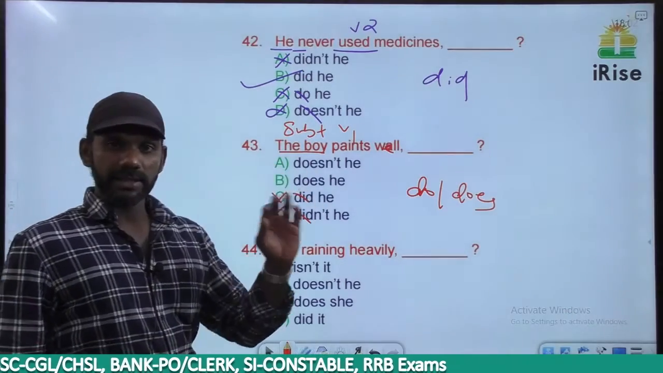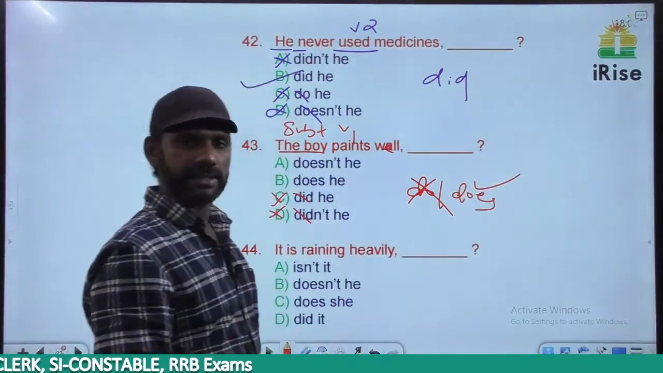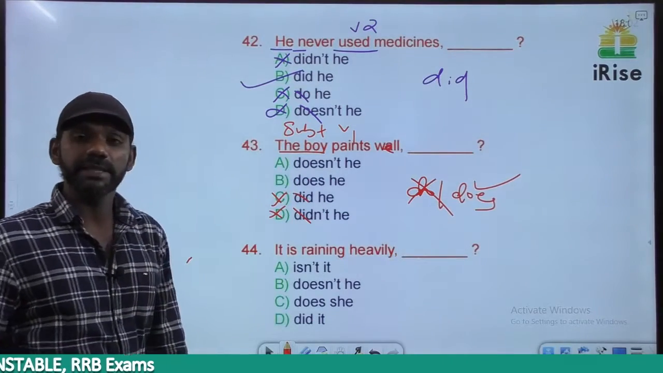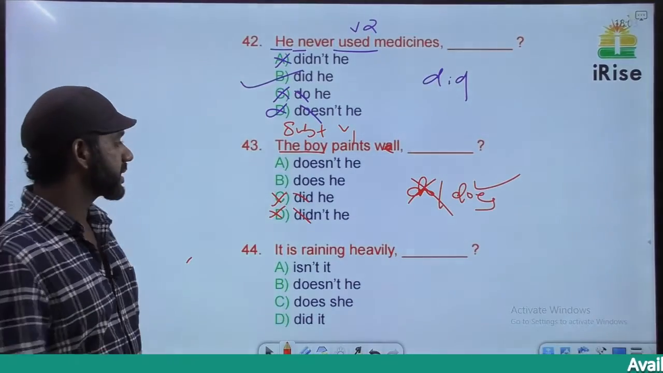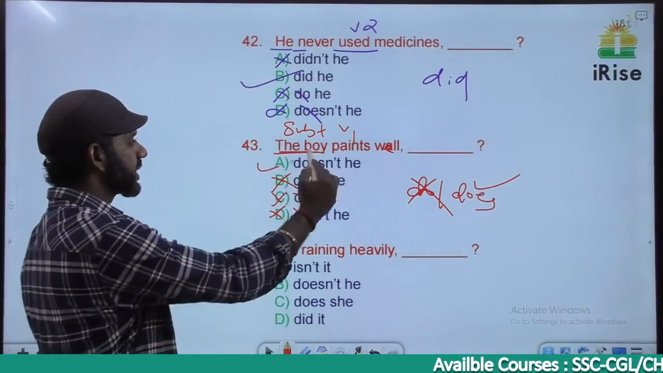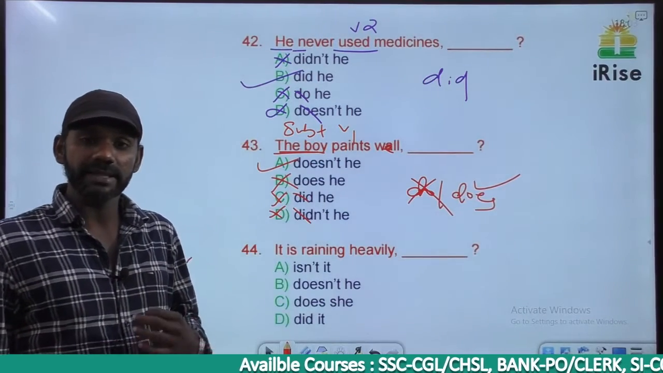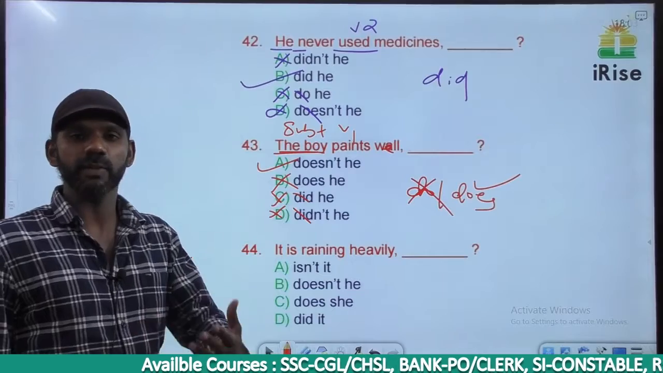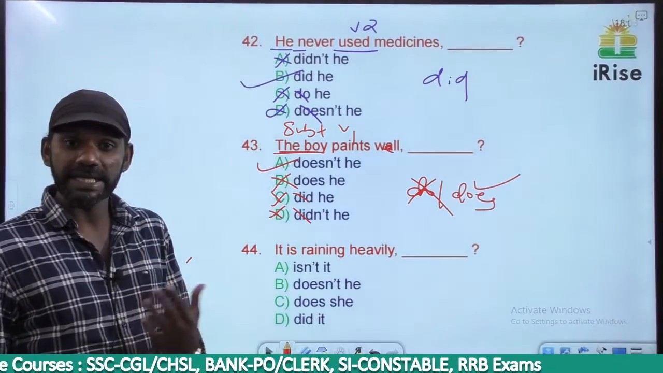The boy is the subject here, singular. So it cannot be do, it must be does. No negative term. In the tag there must be a negative term. Does not, short form is doesn't. So B is gone. The subject is a boy, he. So doesn't he. The boy paints well, doesn't he. That means doesn't he paint well. The boy paints well, doesn't he means doesn't he paint well.